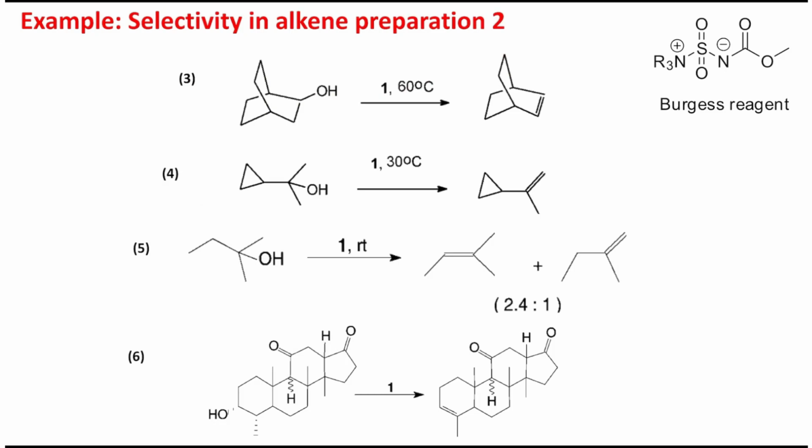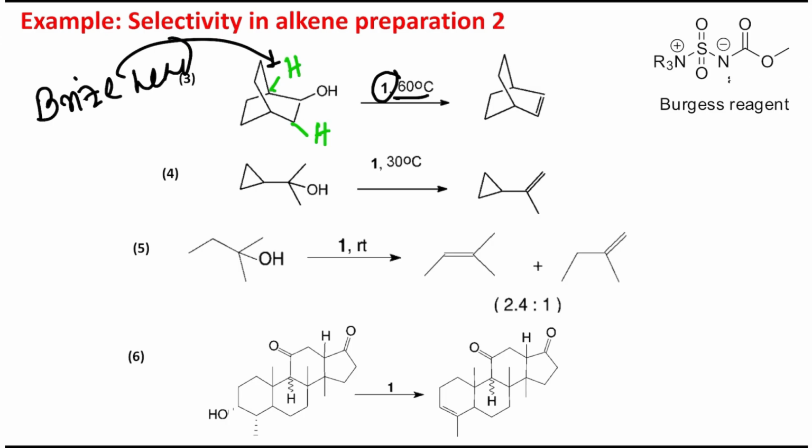So let's go to another example: selectivity of alkene preparation. Now, 60 degree centigrade, this one means this Burgess reagent. Now this alcohol will undergo elimination. In this alcohol, on the next carbon there is one hydrogen here and one hydrogen here. And remember, student, this position is called the bridgehead position, and at the bridgehead position double bond formation is not possible because of extreme ring strain. So only this proton will be eliminated, and at 60 degree centigrade it eliminates selectively and produces the product.